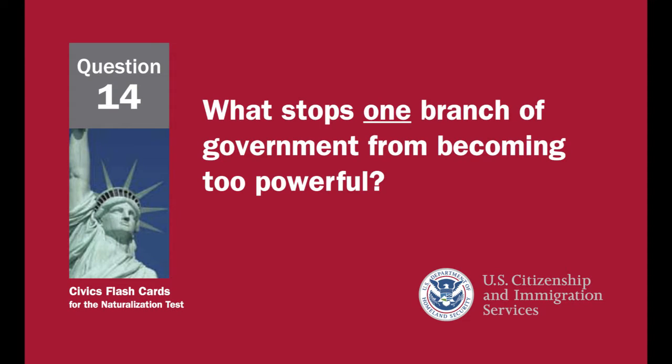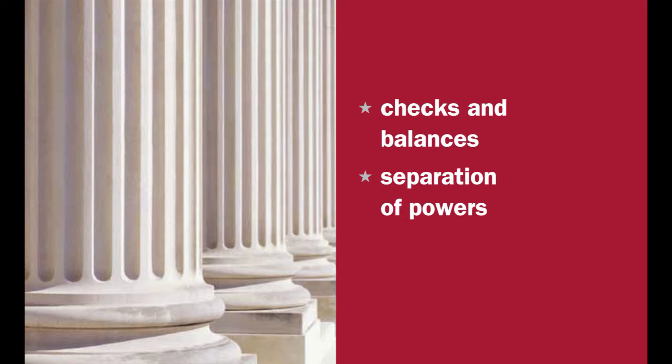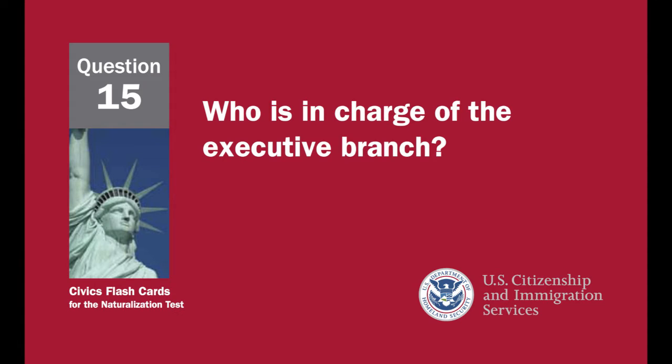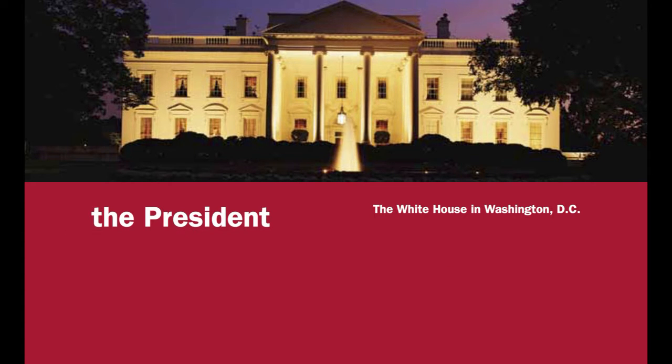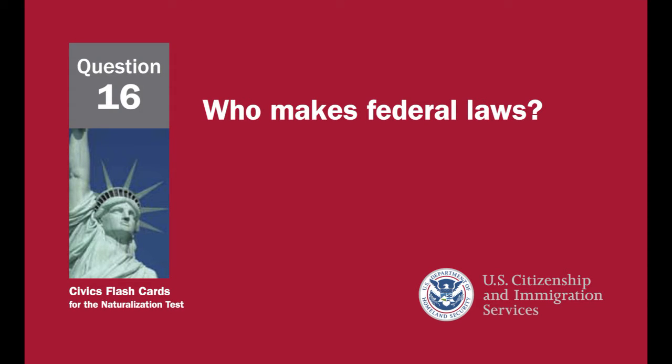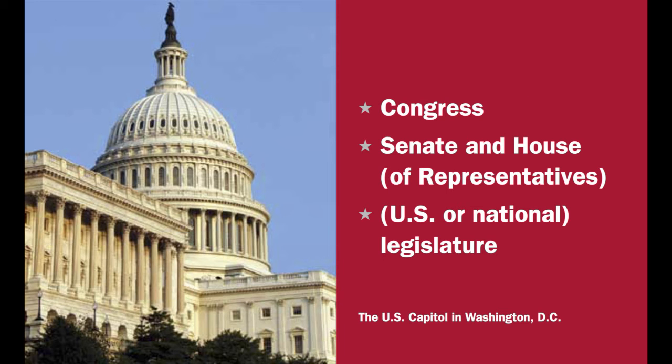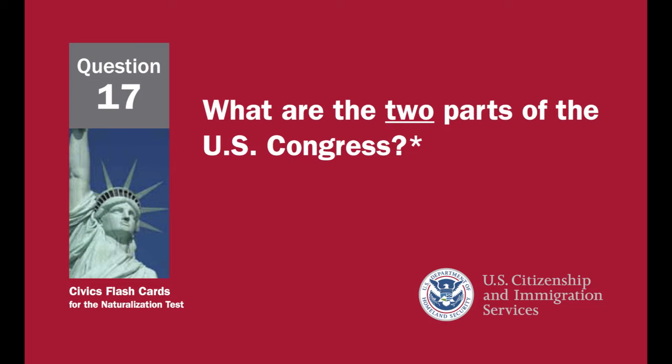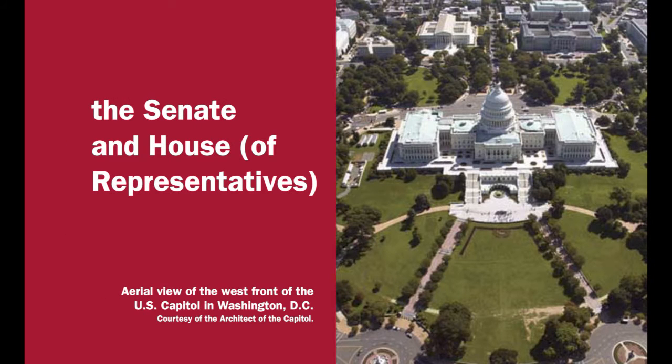What stops one branch of government from becoming too powerful? Checks and balances, separation of powers. Who is in charge of the executive branch? The president. Who makes federal laws? Congress, Senate and House of Representatives, U.S. or national legislature. What are the two parts of the U.S. Congress? The Senate and House of Representatives.